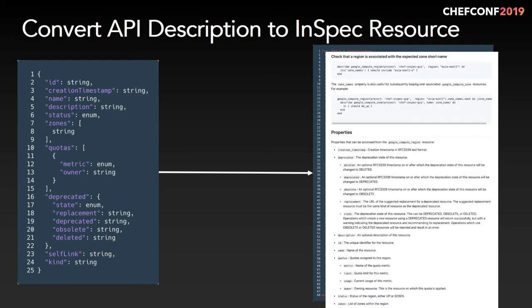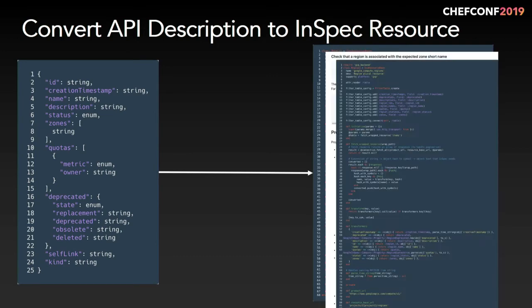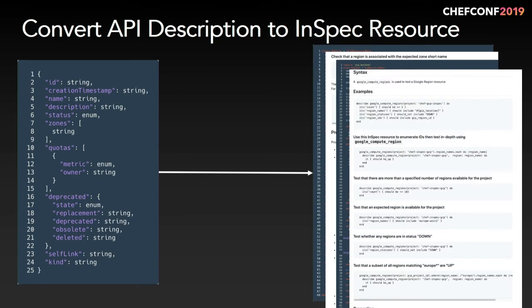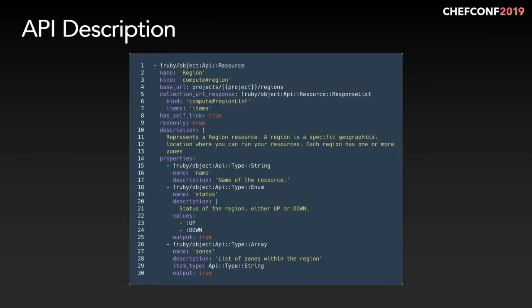And we're going to turn it into the docs and the plural resource and the plural docs and tests along the way. So before we get into that, we need to break down what exactly needs to be in that API description. This is just a snippet of the description for a region, but the important parts are the URL to query to get this resource, and then the list of fields that's going to come back, and the types of each of those fields.